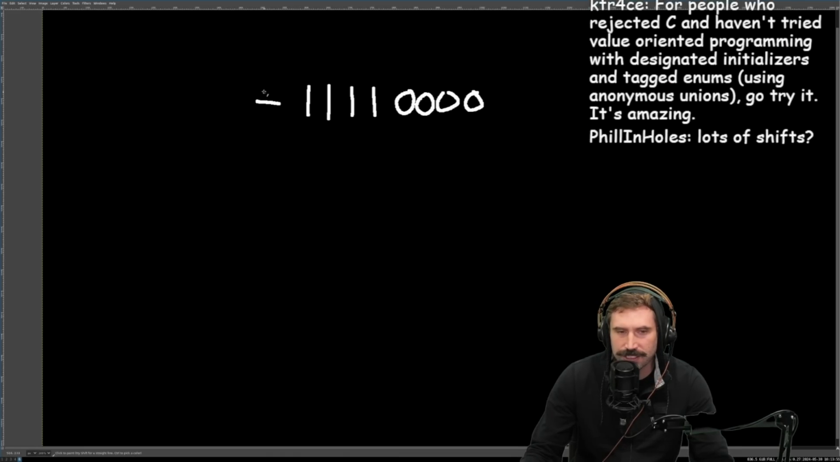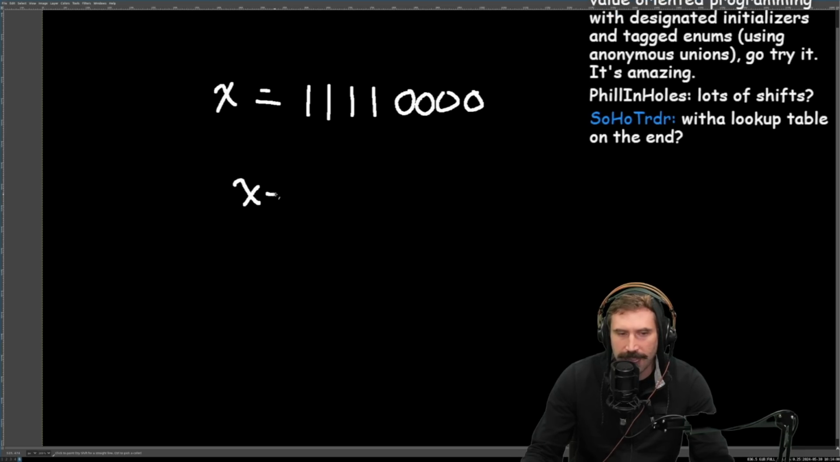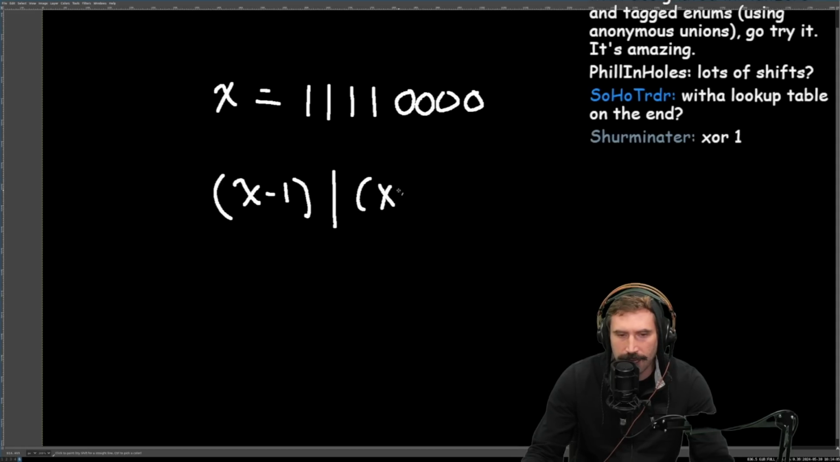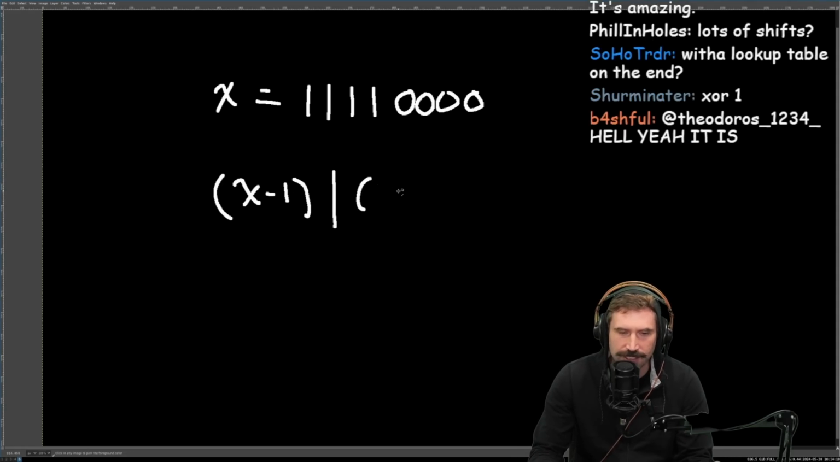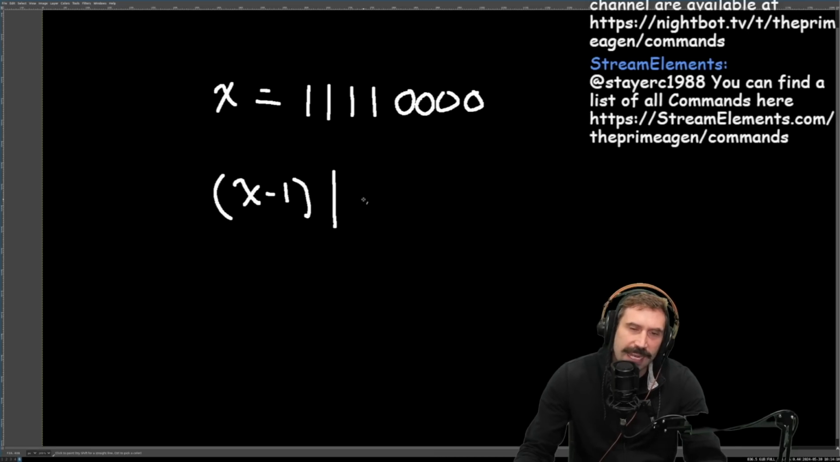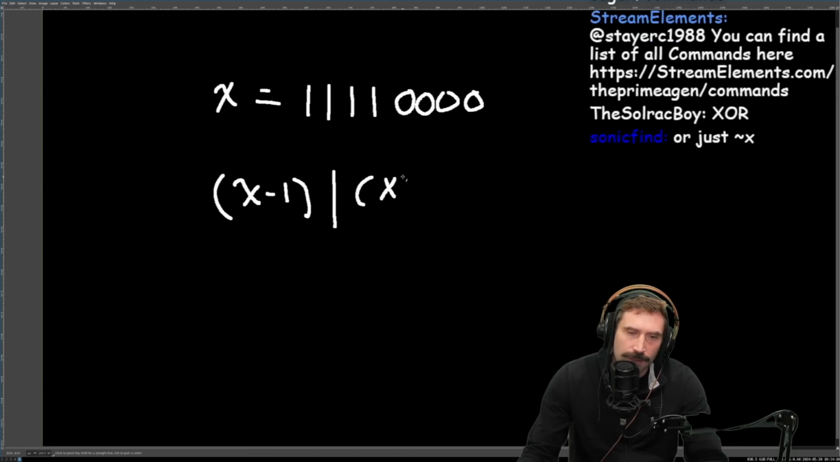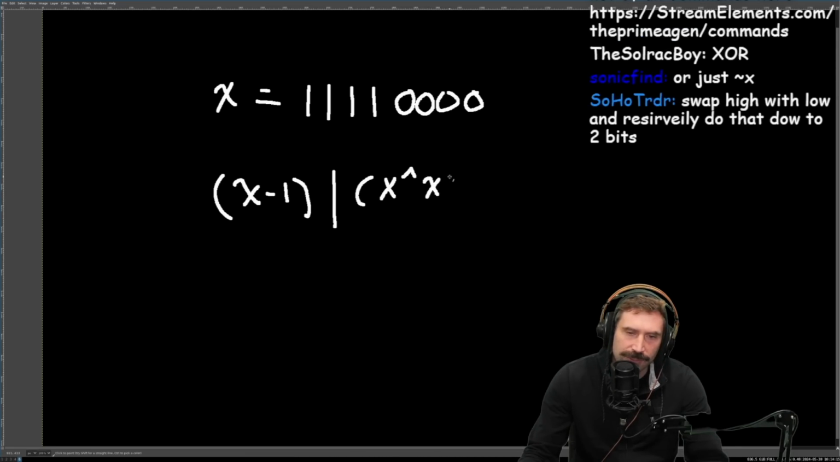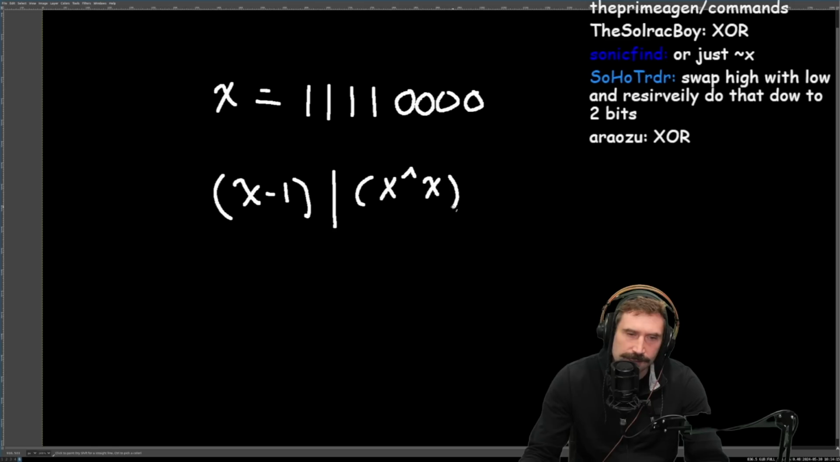The answer would be, let's call this thing X, right? The answer would be X minus 1 ORed with... all right, it's just X minus 1. Yeah, it's just X minus 1. Hold on, it's X minus 1 with X XORed with X. No, there's something else in here. I'm missing one thing because I'm trying to figure out how to turn off that one.